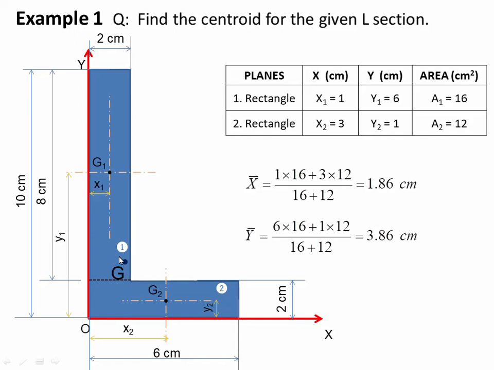So approximately our centroid for the L section will lie here. Use the same method for all the problems.